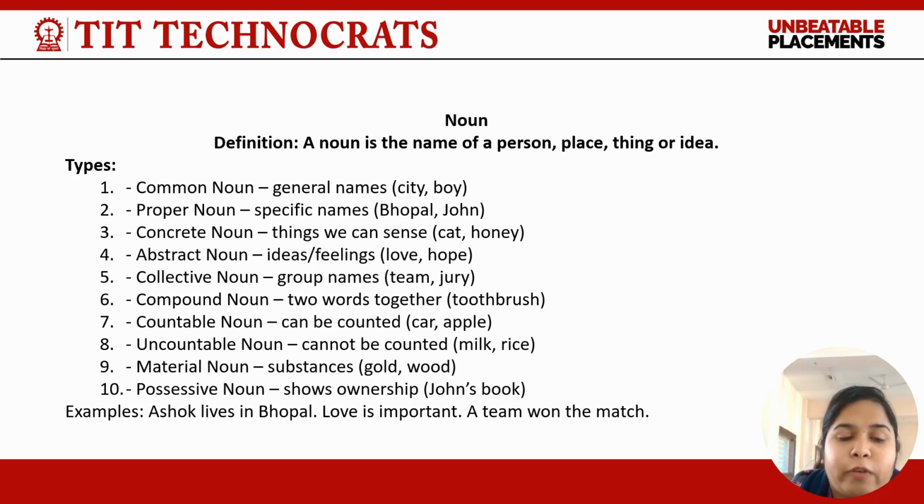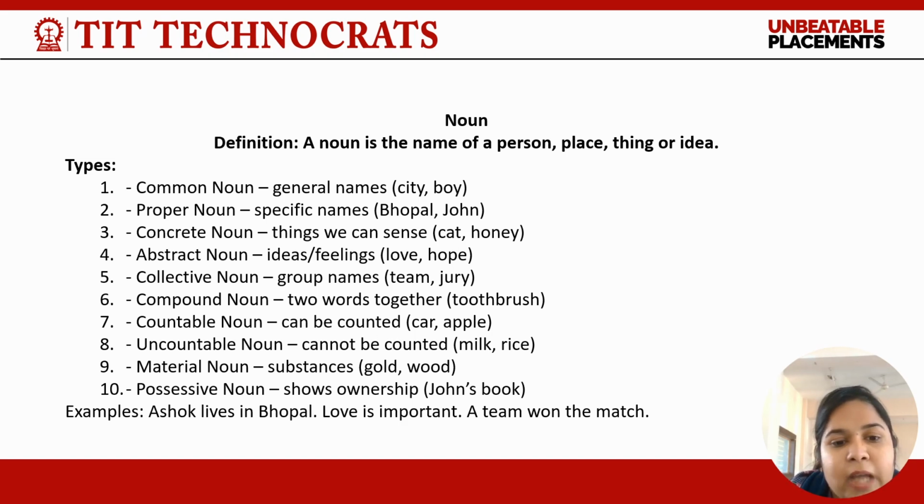Second type of a noun is proper noun. This is used for the specific names of cities. For example, Bhopal. Bhopal is a city and a person's name can be John, can be Ram, can be any name. So that comes under a proper noun.